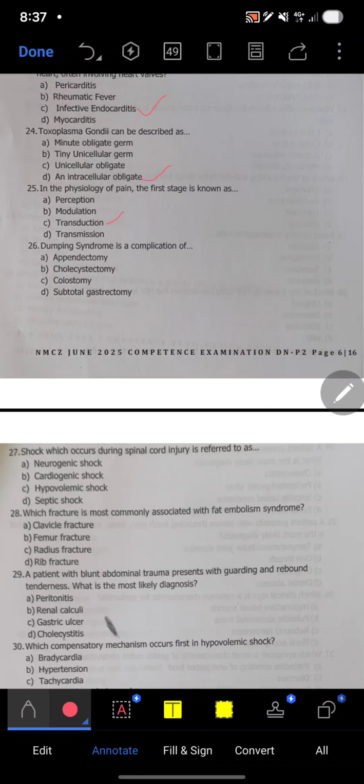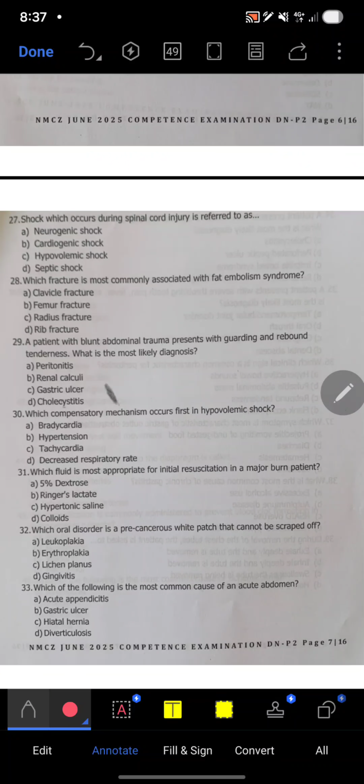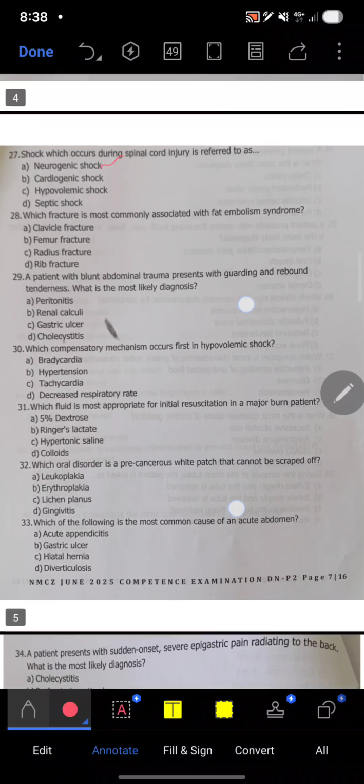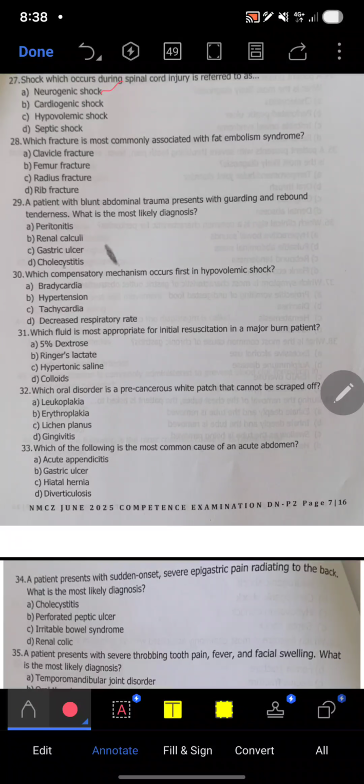Question 26. Dumping syndrome is a complication of, and here the correct answer is, of course, D, which is subtotal gastrectomy. 27. Shock which occurs during spinal cord injury is referred to as. The correct answer is A, which is neurogenic shock. 28. Which fracture is most commonly associated with fat embolism syndrome? The correct answer for 28 is B, which is femur fracture.